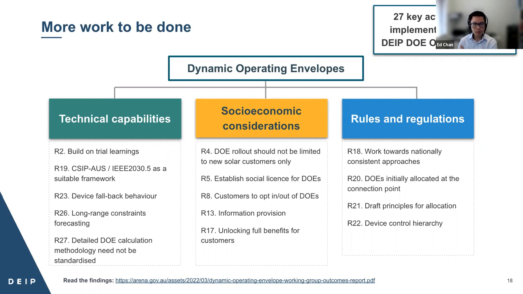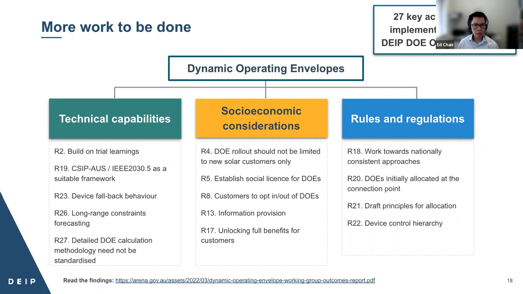I won't talk too much about device control hierarchy, but suffice to say that the same communication pathway or the same technology that enables a DNSP to implement dynamic operating envelopes can also be used by other parties, other participants. And if you have multiple parties wanting to influence the operation of the device, then a hierarchy needs to be established.